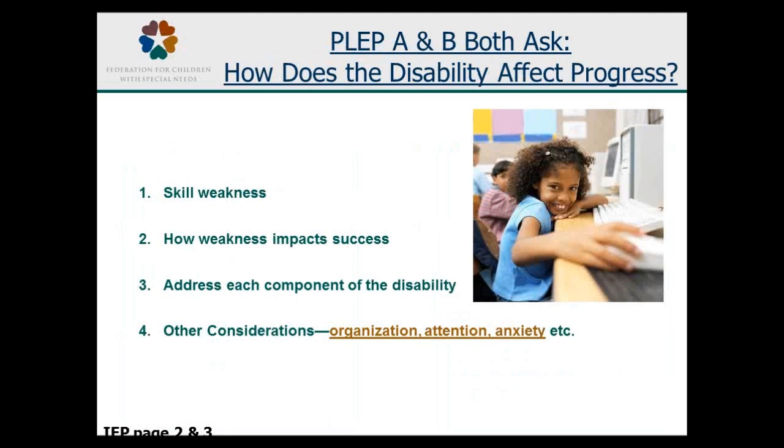Okay, and again, this is just another way to put what we're talking about. PLEP A and PLEP B talk about skill weakness, how the weakness impacts success, and addressing each component of the disability. And here, this is just to kind of get you thinking on PLEP B. We want to be talking about sometimes things like organization, attention, anxiety. Just, how do you organize your prioritize your workload? How do you keep track of all of your homework?